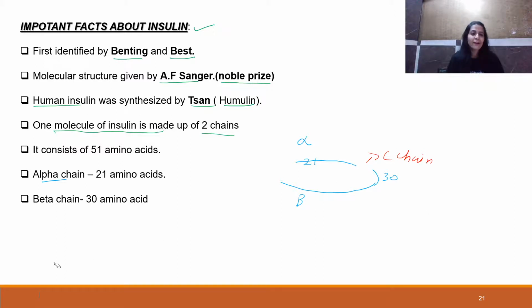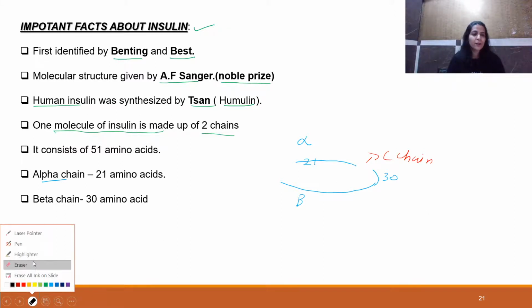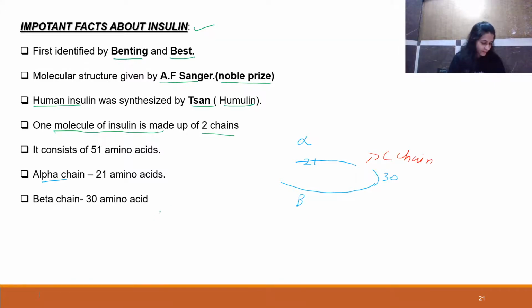Right now this gap in the C chain is filled with the help of two disulfide bonds. And then there is a disulfide bridge between the two. This is how human insulin looks. This is the active form. In the active form, C is removed. In the inactive form, C is present. All right. Are we done?